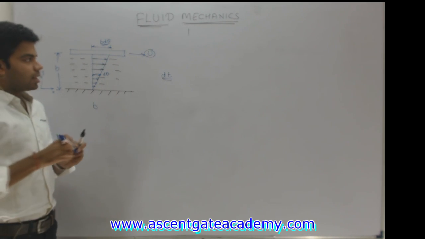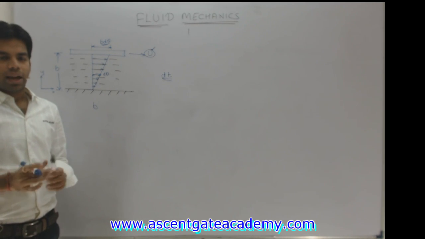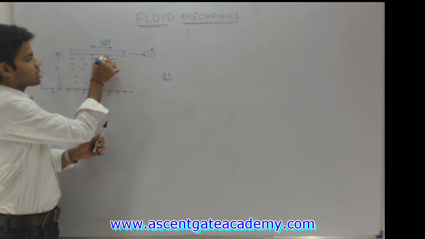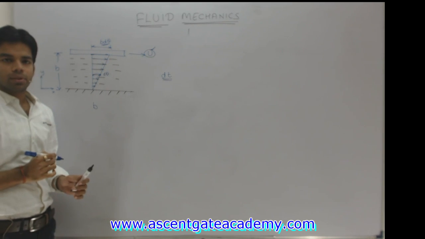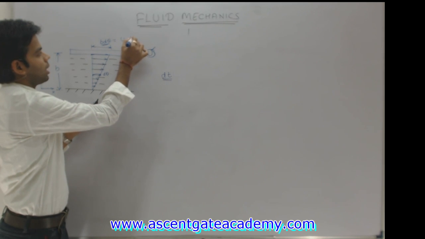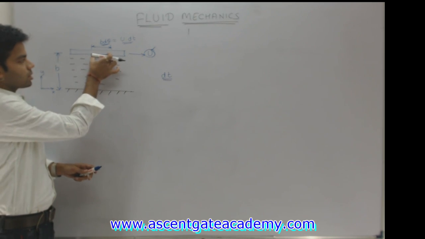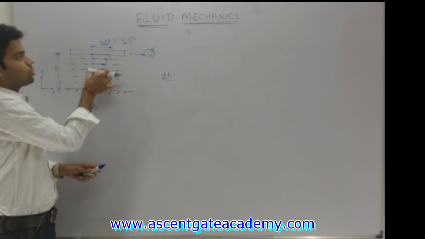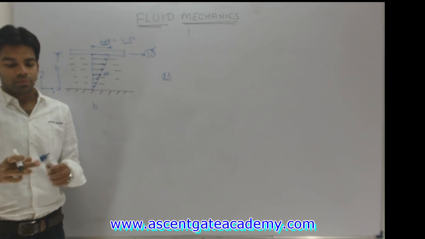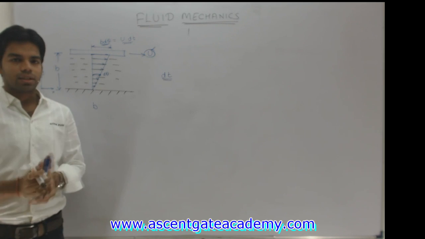Second thing, this plate is moving with a velocity u. After time dt, this particular element is covering this much distance, b into d theta. This distance is also equal to velocity into time, that is u into dt. So b into d theta is equal to u into dt, where u is the velocity and dt is the time after which we are watching that element. The variation we are considering as linear.